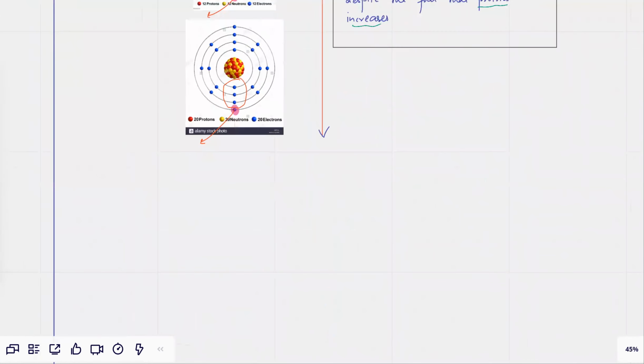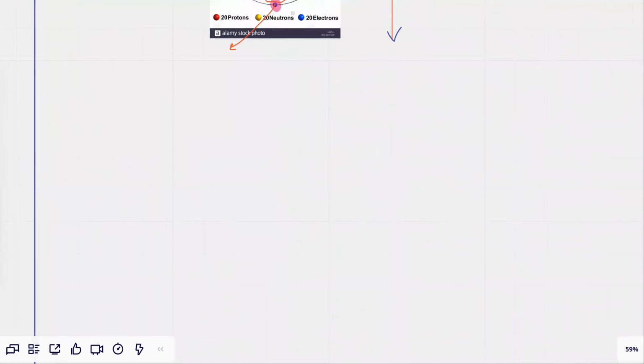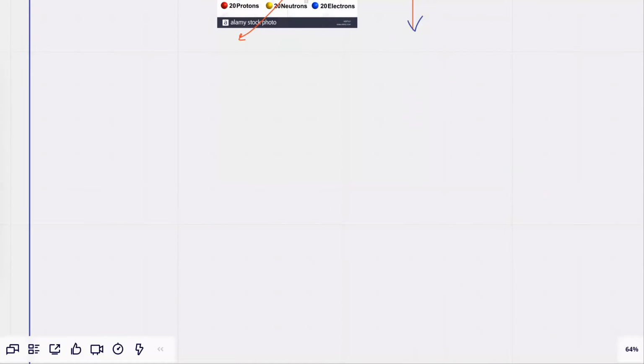The next one is what happens across the period. So it's the comparison of first ionization energies across the period.